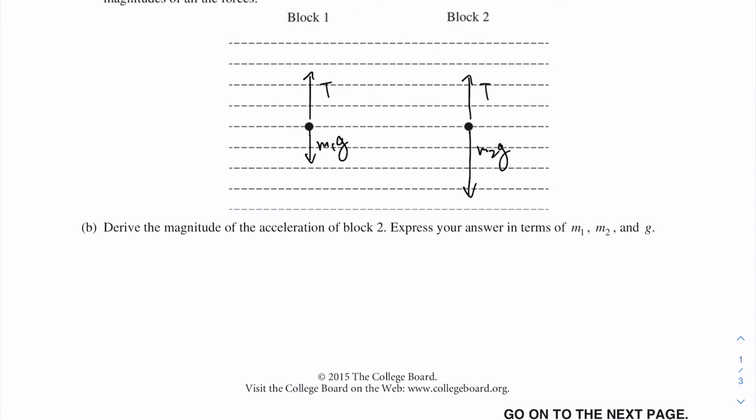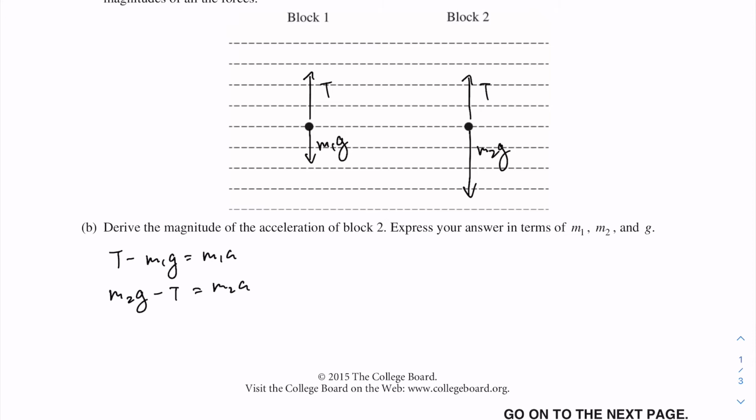And now for part B, we have to derive the magnitude of the acceleration of block 2. So we'll solve this with a system of equations where we use the net force, or the F equals ma equation, for both of the blocks. So for block 1, that would look like tension minus m1g is equal to m1a. And for block 2, it would look something like m2g minus tension is equal to m2a.